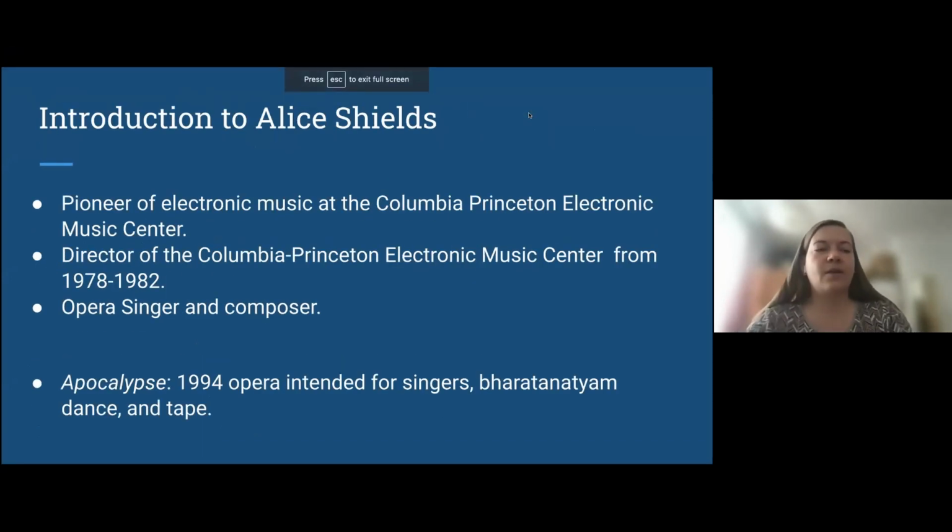So a little bit of background on Alice Shields. She is an electronic music pioneer at the Columbia Princeton Electronic Music Center. She has 3 degrees from Columbia. She studied with Vladimir Ussachevsky, amongst other people, and she served as the director of the Columbia Princeton Electronic Music Center from 1978 to 1982. She also had a career as an opera singer, and she's written many works which include voice and electronics in some capacity. So Apocalypse is an opera that was released on CD in 1994.